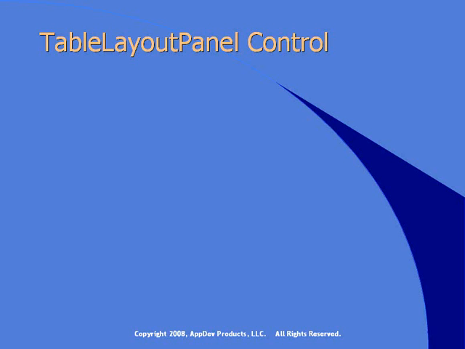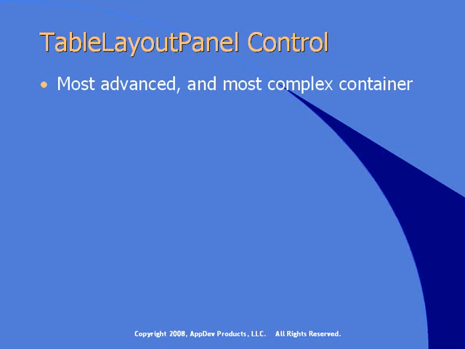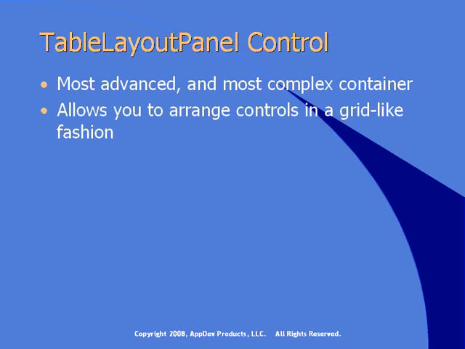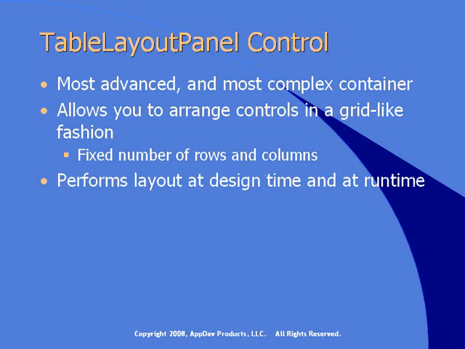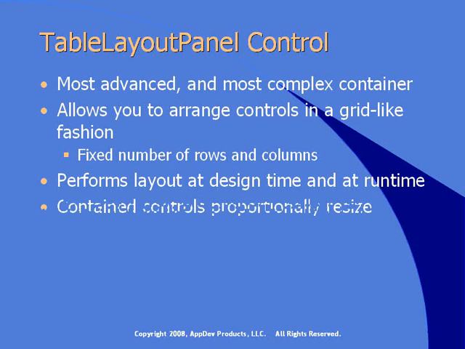The table layout panel control is the most advanced and most complex container control. It allows you to arrange controls in a grid-like fashion using a fixed number of rows and columns. It performs its layout at design time and at runtime, so you get a good view of what it's going to look like at design time. The contained controls can proportionally resize. Because the rows and columns within the table layout panel control can be set up to use a percentage of the size of the control, the controls within the rows and columns can resize accordingly.